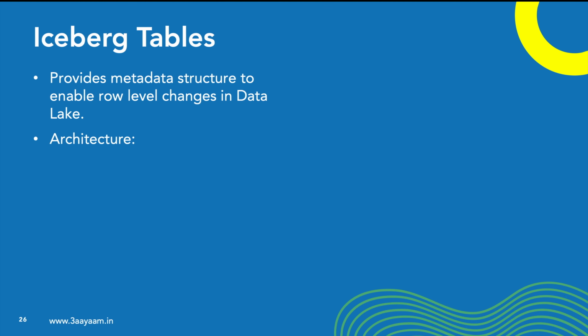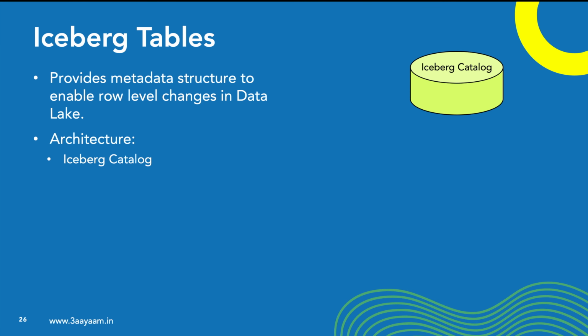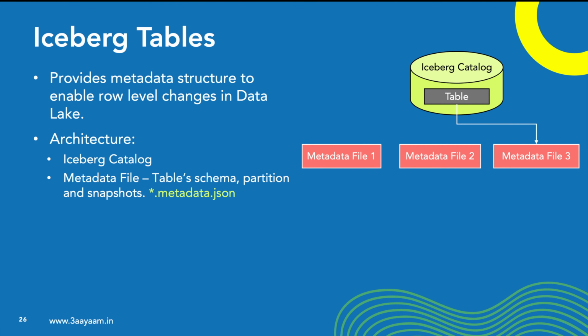So this is how the architecture is. We have something called an Iceberg catalog. The Iceberg catalog in AWS would, of course, be the Glue catalog, and then we define the table in that catalog. So we can define an Iceberg table in the Glue catalog. This table points to something called a metadata file, and a single table can have multiple metadata files. Here I'm showing you only 3 metadata files, but there can be multiple. Of course, we'll go deeper into the architecture in the next slide, but this is the high level overview.